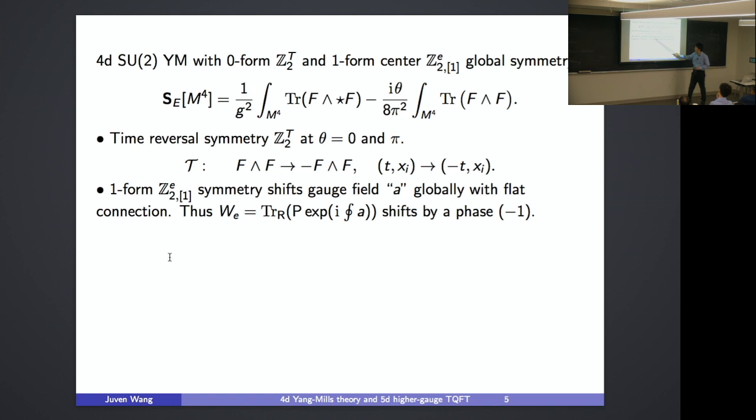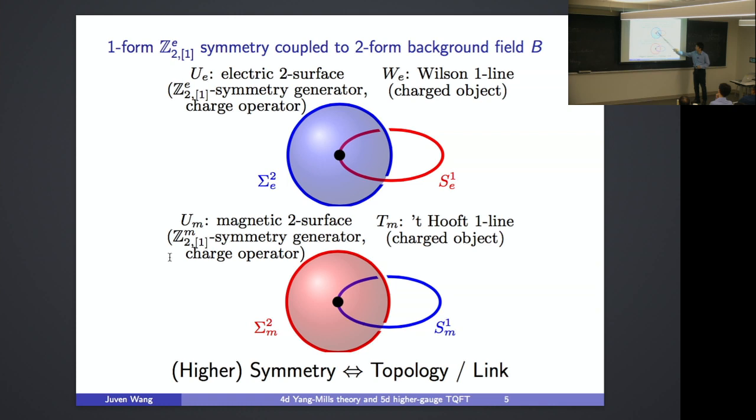While the one-form symmetry will shift the gauge field globally by a flat connection, when you act on a closed Wilson loop, it will change the phase by minus 1. So we can think of this in a topological picture. When the Wilson line S1 circle links with the two-surface in four-dimensional spacetime, then such a linking process will give rise to a minus sign. The corresponding charged object for the one-form electric Z2 symmetry is this red circle, while the electric two-surface operator is the blue surface. All right, it's a charged operator, a symmetry generator.